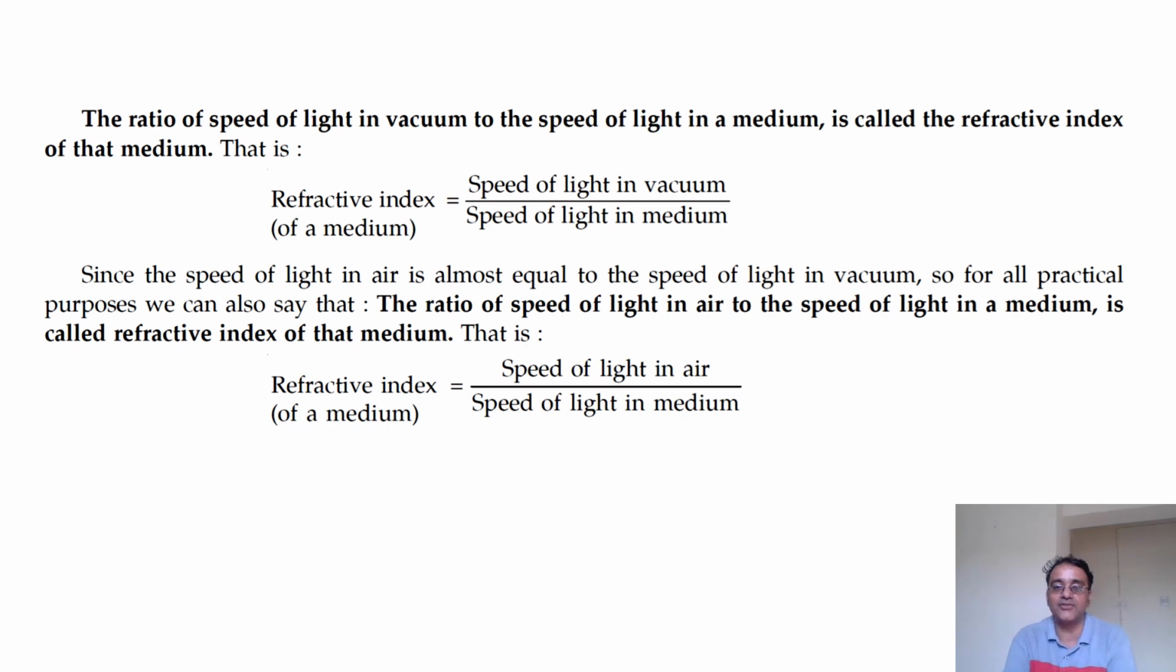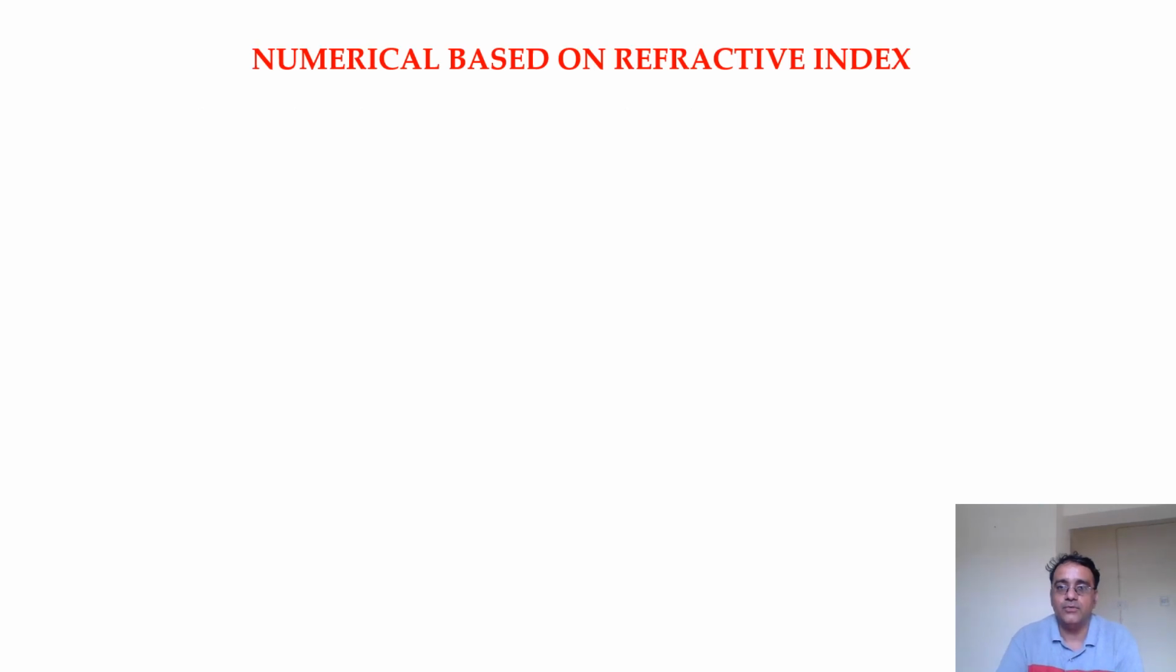That is, refractive index of a medium can be written as speed of light in air upon speed of light in medium. Why? Because दोनों का almost, not exactly equal, but nearly they are equal. The speed of light is nearly equal in air and vacuum. Okay, now the next topic is, let us have some numericals based on refractive index. So पहला question हम लोग देख लेते हैं.